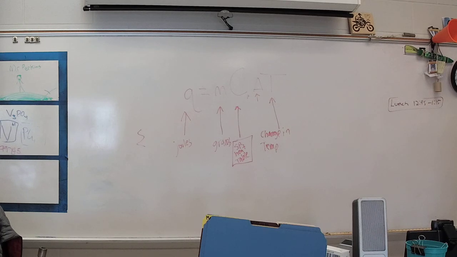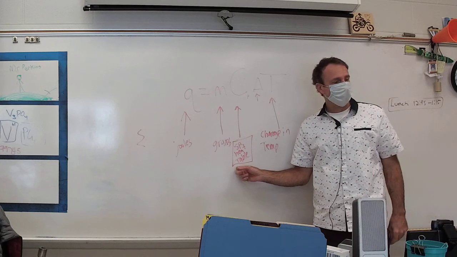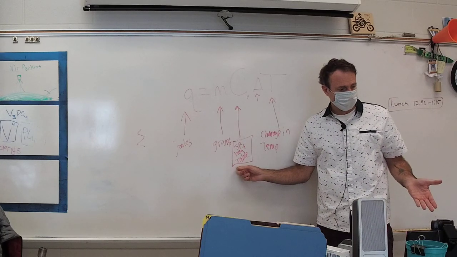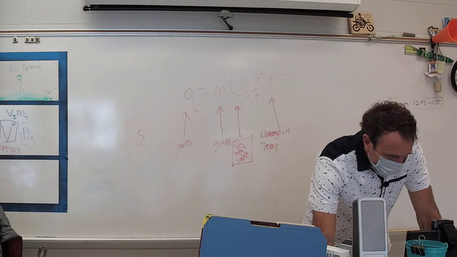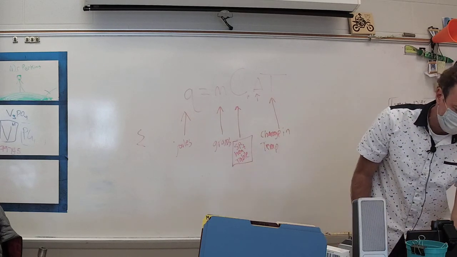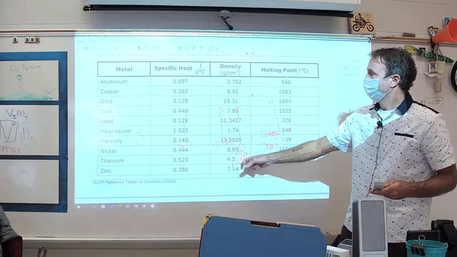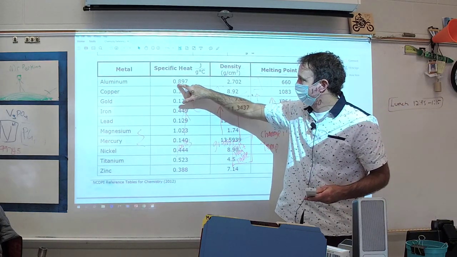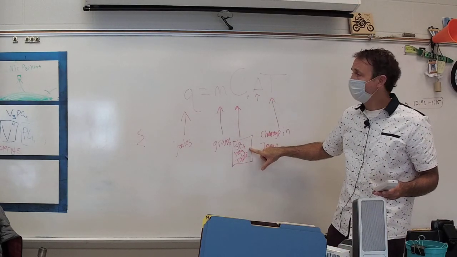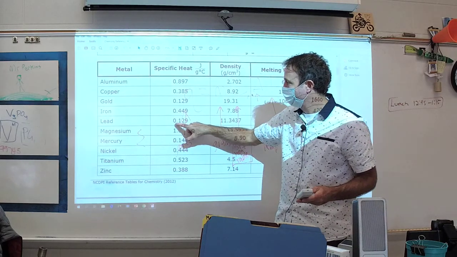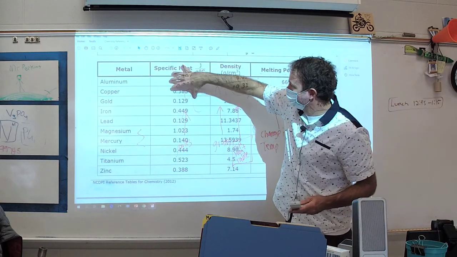Does that make sense? For example, the specific heat of aluminum is 0.897, right? The specific heat of lead is 0.129. Here, I'll put this up. So when we talk about specific heat, for aluminum, it's 0.897. And if we were talking about the specific heat of lead, that would be 0.129. So this is the letter C.